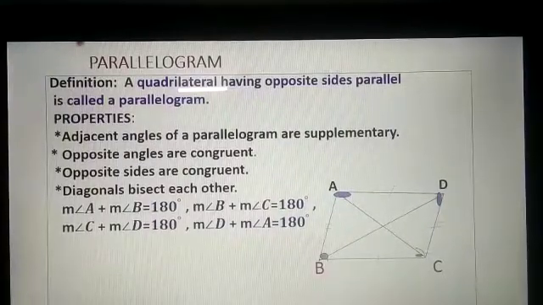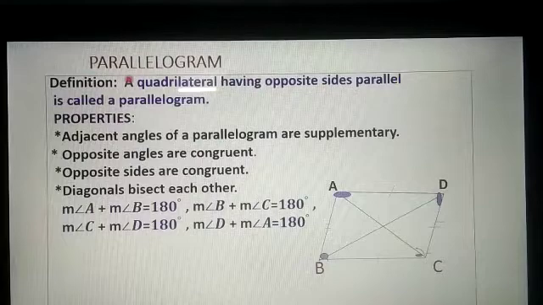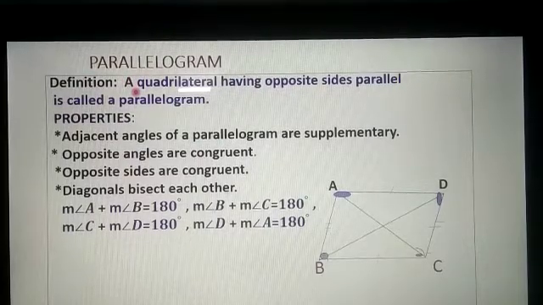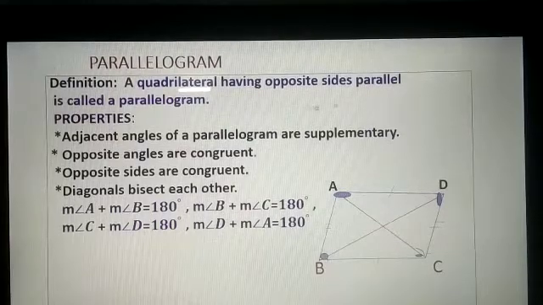So children, in the first part what we have seen, practice set 8.2, remaining questions from question number 4 to question number 7. Now we will start the next topic of the same chapter, that is parallelogram. Children, what is the definition of parallelogram? A quadrilateral having opposite sides parallel is called a parallelogram.